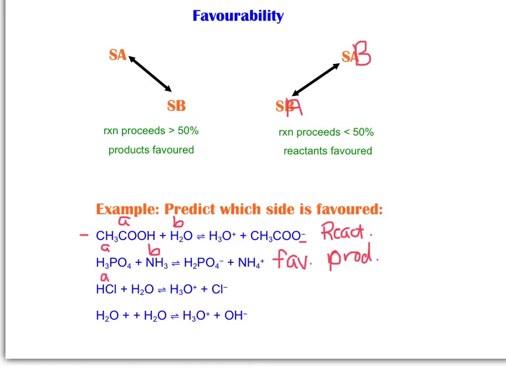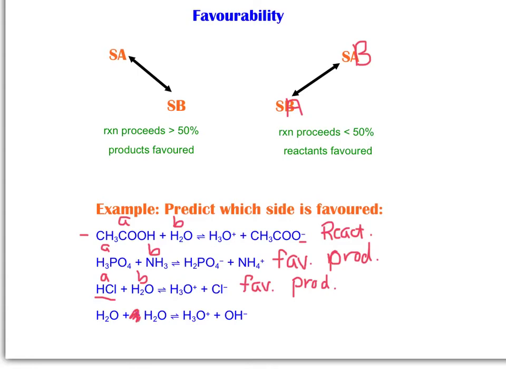HCl is the acid in this case, water is the base. We find that HCl is a very strong acid, so this is, again, a favorable reaction, and products are favored. In fact, this goes almost 100% to the products.